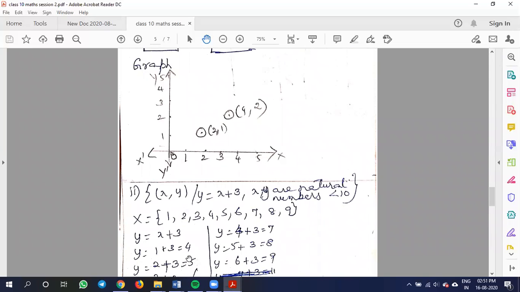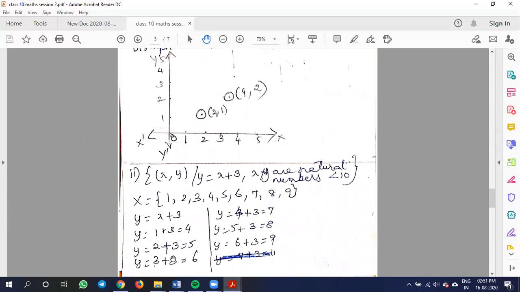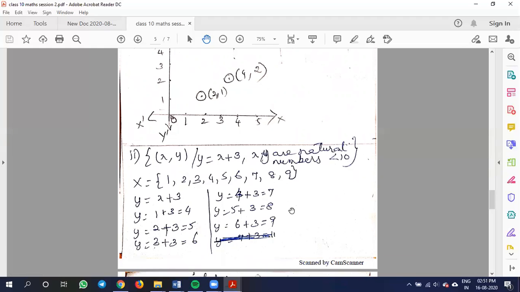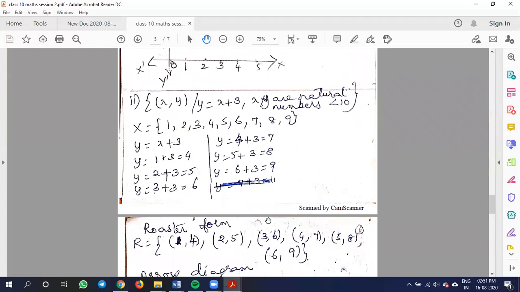Now, the second sum. x comma y such that y is equal to x plus 3, where x and y are natural numbers less than 10. This is the symbol for less than. So you know very well natural numbers start with 1. So this set X contains the natural numbers less than 10, not equal to 10. So we are not supposed to include 10. So 1, 2, 3, 4, 5, 6, 7, 8, 9. These are the elements of X. Okay.